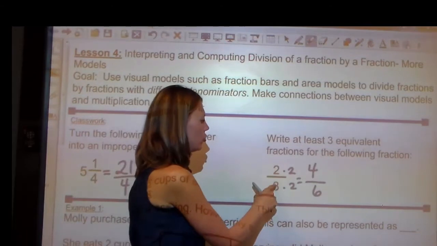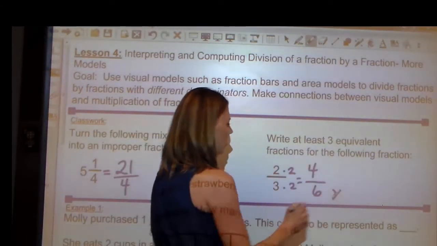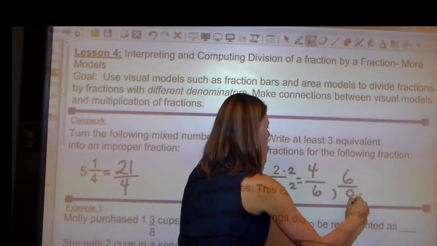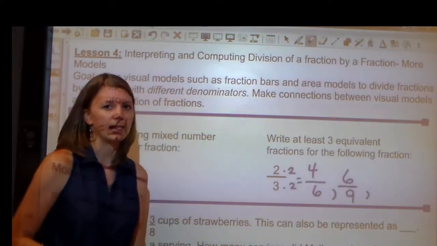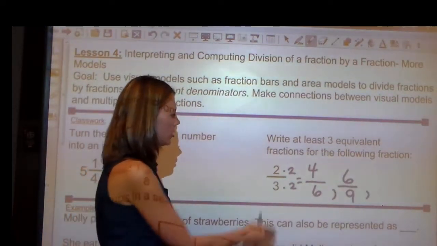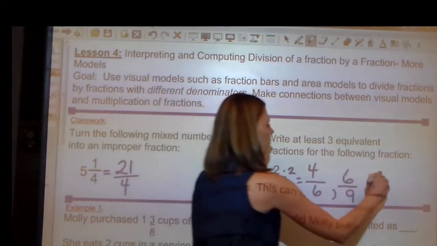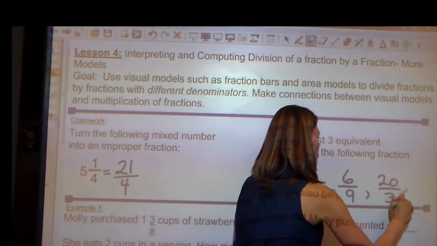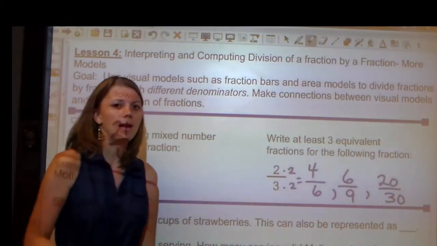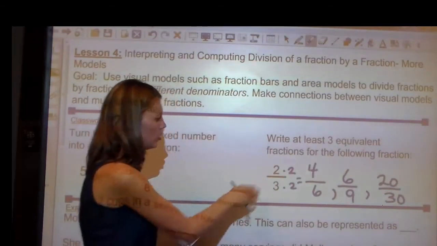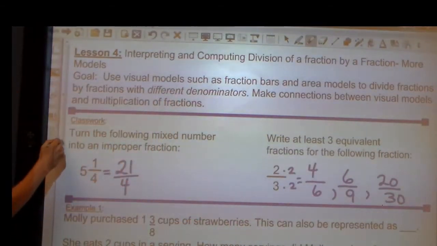I could multiply these original numbers by 3 and get 6/9. That's an equivalent fraction. I could also multiply them by 10, and that is 20/30. That is equivalent to the 2/3.